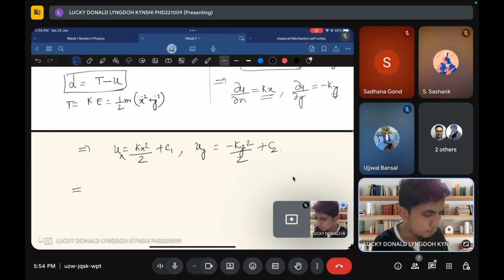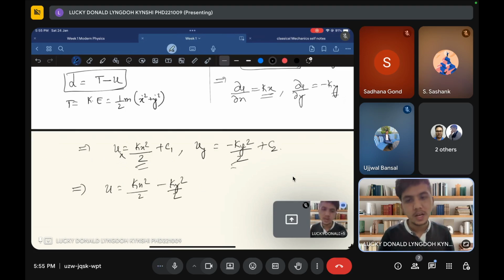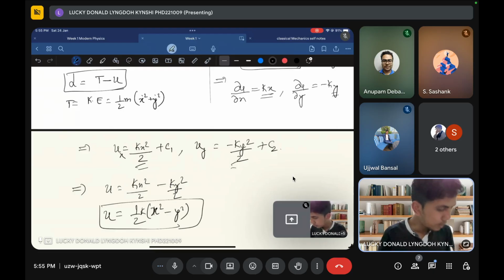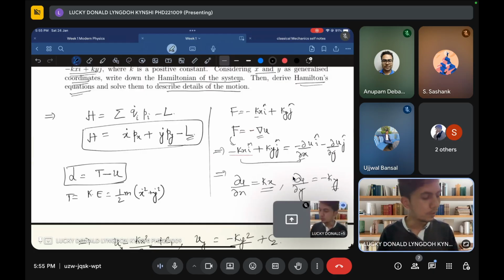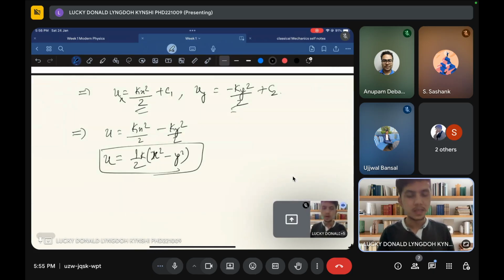Now if you put both of them together, then we get U is equal to k of x square by 2 minus k of y square by 2. You can neglect the constant because it will not change the equation of motion. It's just a constant term. So you can write half k of x square minus y square. See what you need to do: you can find the potential energy from the force using the formula F is equal to minus del U. Simple as that. Then you equate what is ux and uy, and finally you will get U, which is equal to half k of x square minus y square.